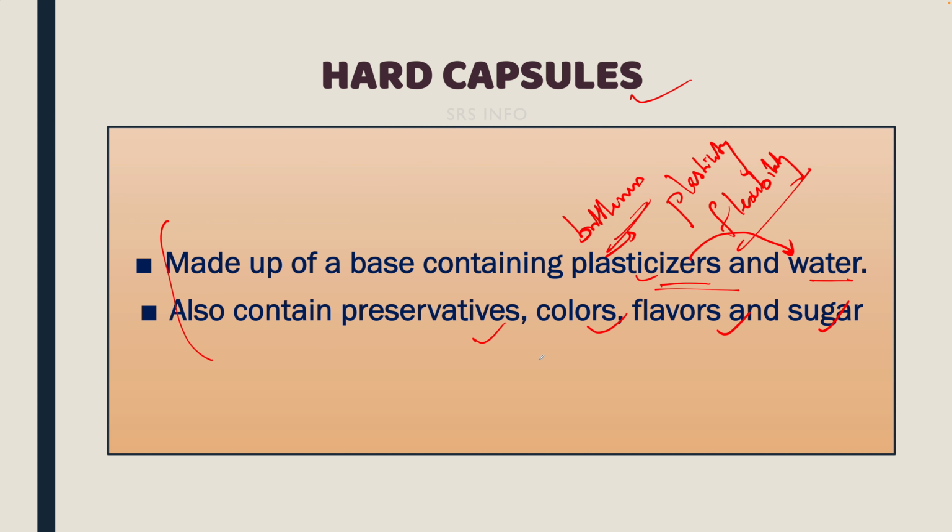Along with the medicaments, these hard capsules contain these ingredients, that is preservatives, different types of colors. The capsules are available in multicolors, and flavors also to reduce the unpleasant odor of the medicament, and sugar to get the sweet taste instead of the bitter taste of medicament.